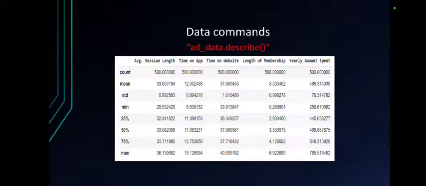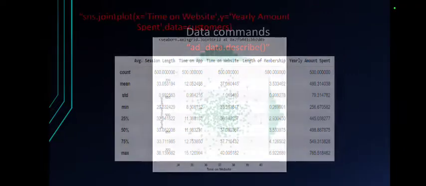About the data commands, first of all, I try to describe the data because we need to check whether the data is really authentic or not. For instance, for the average session length, the minimum is 29.53 minutes and the maximum is 36.139. It's not too weird because 29 and 36 are within the range. It's not like 29 and 1000 or 10 billion. So it's really good data. It describes the authenticity of data, so it's really good to check it.